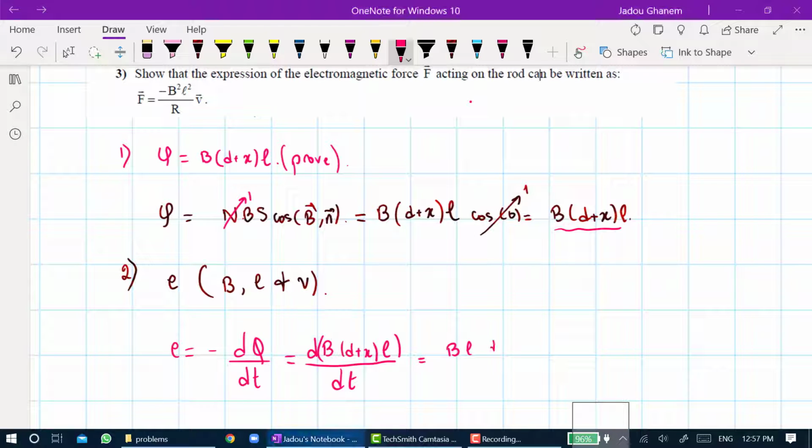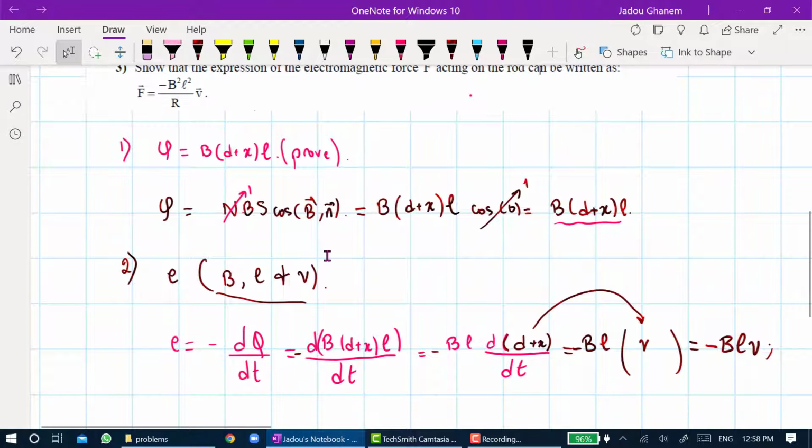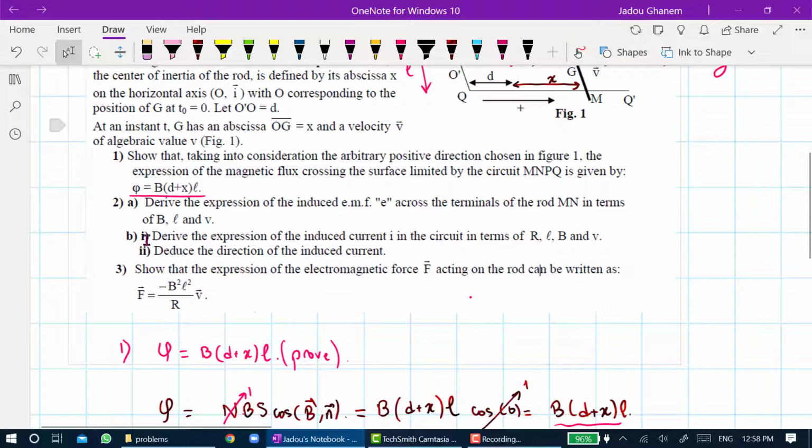And then the remaining is the derivative of (d plus x) by dt. So the derivative of d plus x, d is constant, so it's going to be 0, and the remaining function will be BL. Now I'll take the derivative of x, which will be x prime or v. Don't forget to keep the negative sign outward. The answer will be minus BLv, and it's done. This is part A.